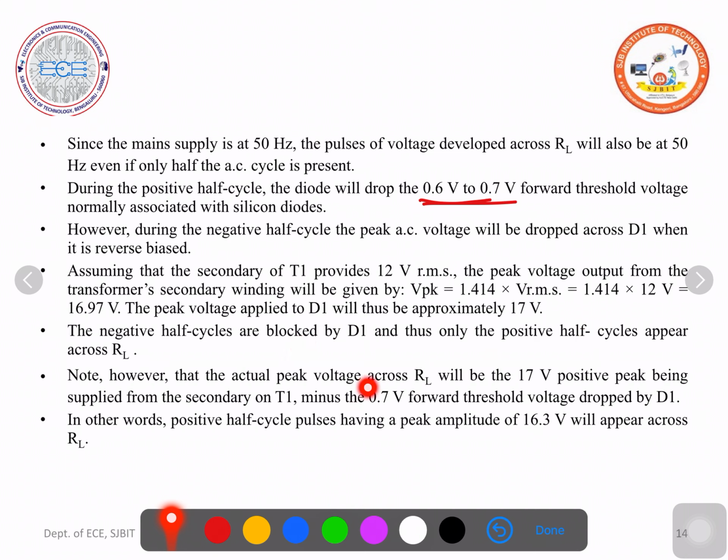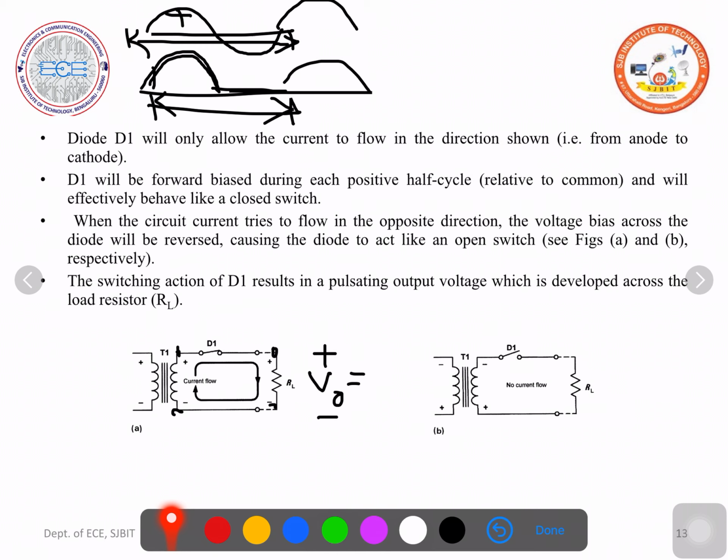However, the actual peak voltage across RL will be 17 volts positive peak being supplied from the secondary of T1, minus 0.7 volts forward threshold voltage dropped by D1. So the peak amplitude at the output will be 16.3. If you have not understood, here is 240 volts RMS. The secondary is 12 volts RMS. So with 12 volts RMS, the peak voltage will be 17 volts. This is the RMS value, and this is the peak value, 17 volts.